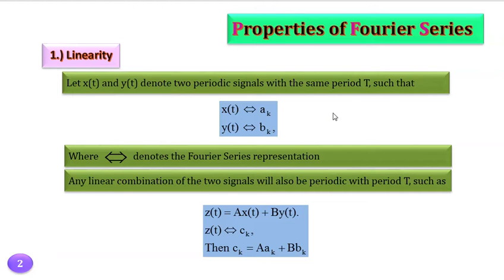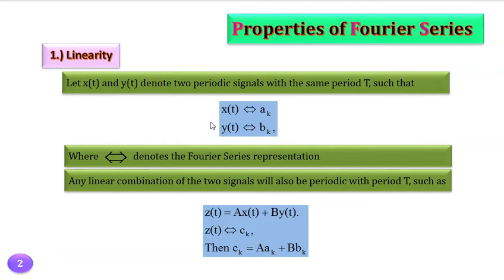Here, our operation is to transform something into the Fourier series, like transforming x of t into a_k's. We're just going to find out what are the properties of this transformation. For example, linearity is very obvious.